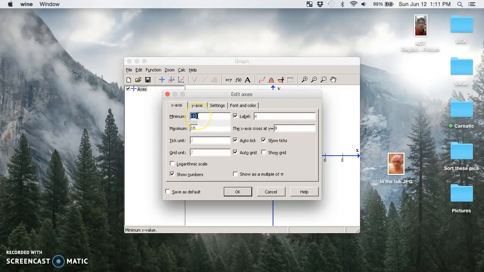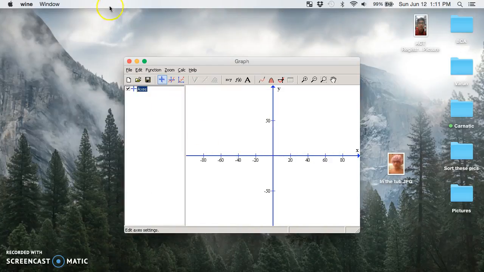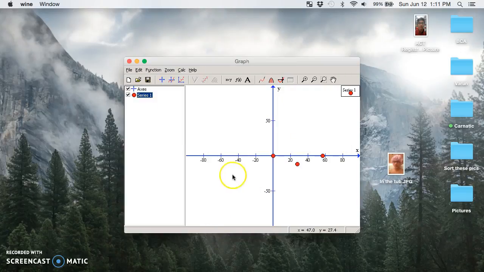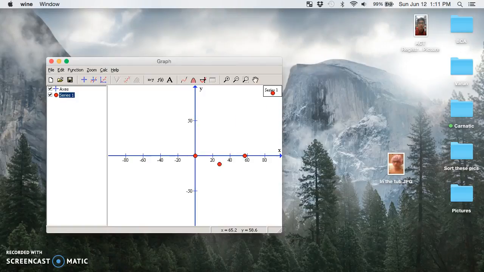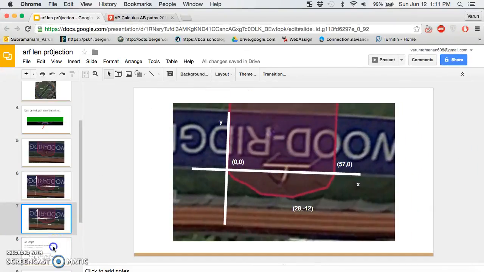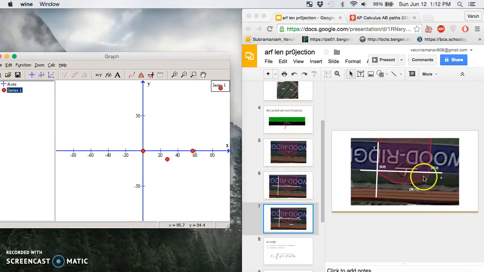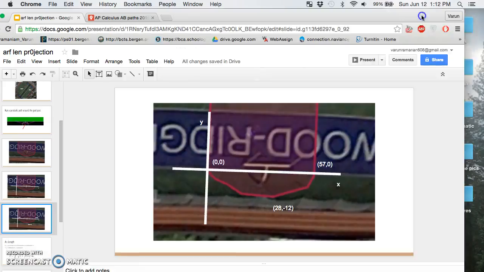So the first thing I'm going to do is just change our windows a bit so that we can view everything. Next thing I'm going to do is plot those points, or rather enter those points. So (0, 0), (28, -12), (57, 0). And as you can see here, it's extremely similar to our parabola right about there.